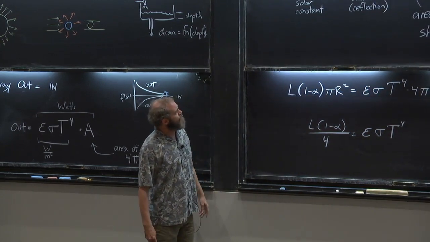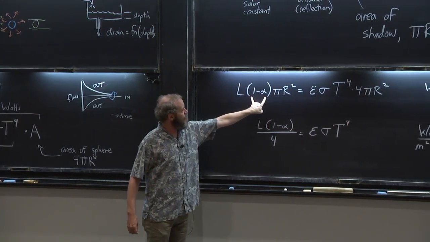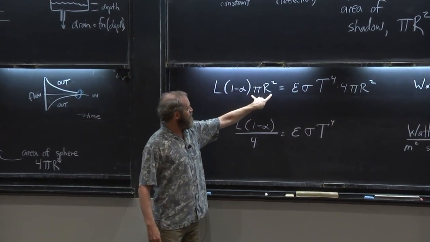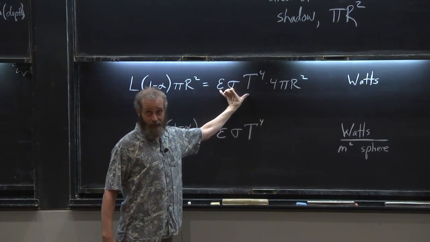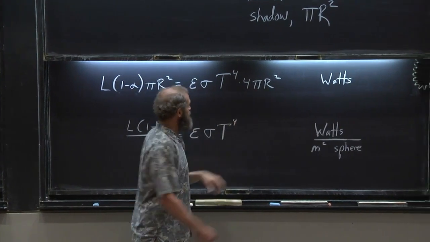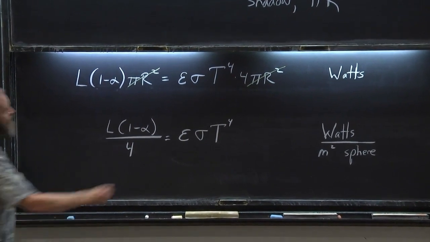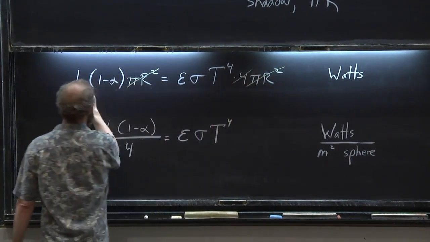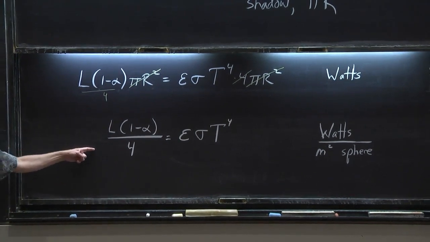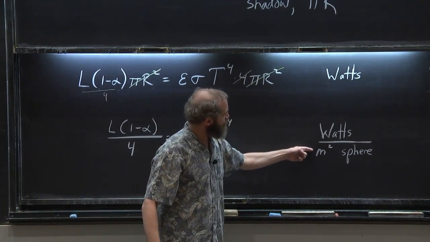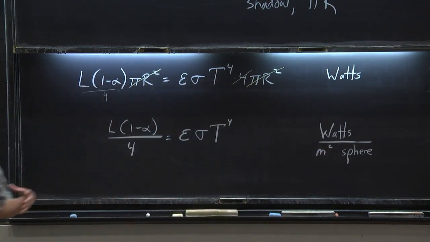So if we equate those two sides, we have the solar constant times the fraction that's absorbed times the area of the shadow, and here's the infrared emission, the black body radiation, and the area of the sphere. But we can now divide by pi r squared. In fact, we can even divide by 4 pi r squared to get this equation, which is in the most convenient form. It's now in units of watts per square meter of the surface of the sphere, so per square meter of the Earth's surface.